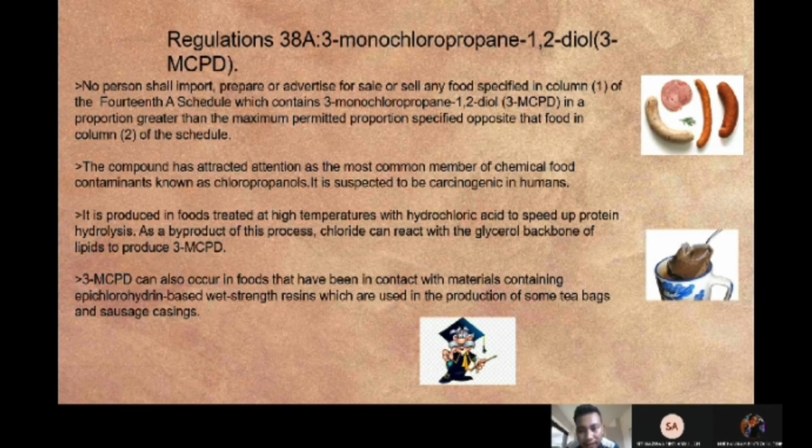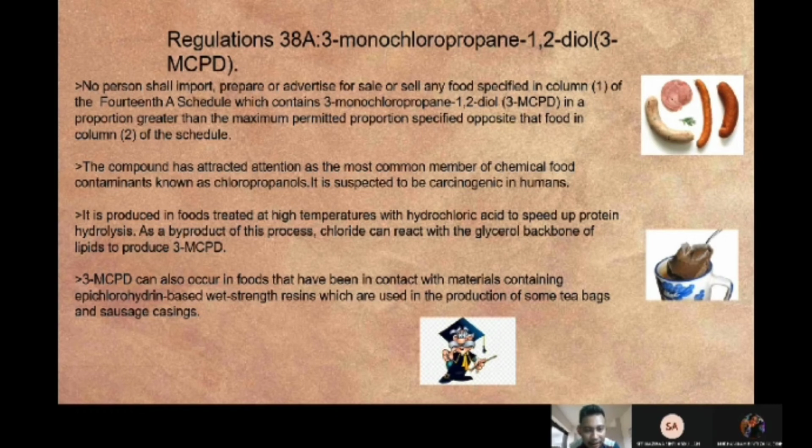Okay, next regulation 38A, 3-monochloropropane-1,2-diol, 3-MCPD. No person shall import, prepare or advertise for sale or sell any food specified in column 1 of the 14th Schedule which contains 3-monochloropropane-1,2-diol, 3-MCPD, in a proportion greater than the maximum permitted proportion specified opposite that food in column 2 of the schedule.